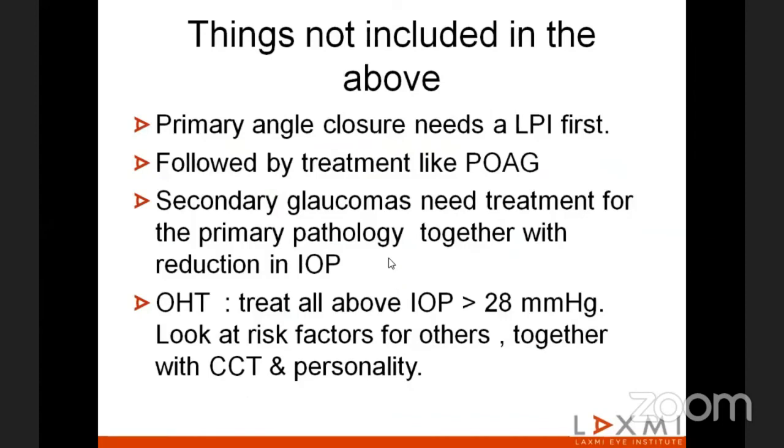So there are some things that have not been indicated in that flow chart above. So what about primary angle closure? Primary angle closure, of course, needs a laser peripheral iridotomy first, and then it can be followed by treatment like a primary open angle glaucoma. Secondary glaucomas need treatment for the primary pathology together with a reduction in the intraocular pressure. And like I said, for all ocular hypertensives greater than 28, you will start treatment. But for the others, you can look at risk factors together with both the central corneal thickness and the personality.